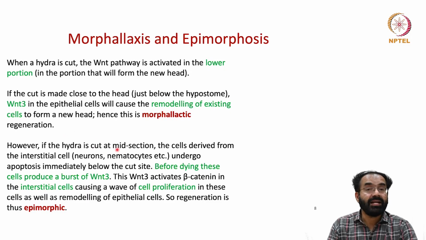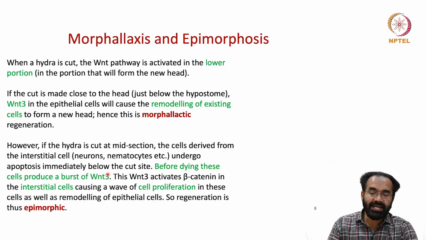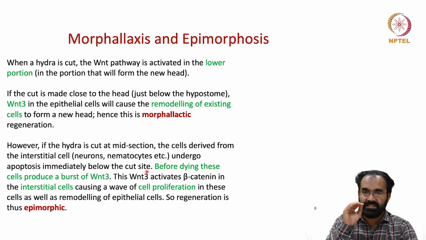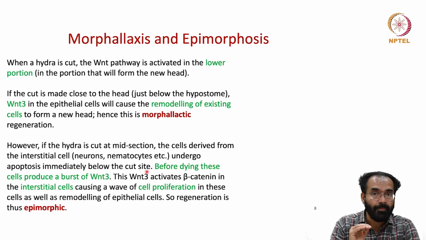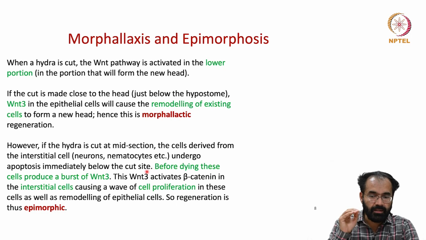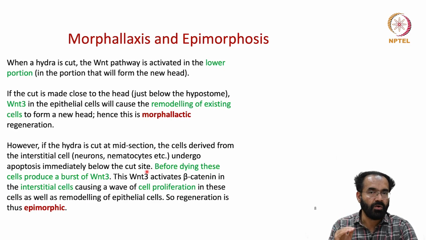However, if the Hydra is cut in the midsection, lower half, a little bit lower than the head, the cells derived from the interstitial cells, that is where the neurons, nematocytes, gonad cells, etc. are, will undergo apoptosis immediately below that cut site. You made a cut, just below that they will undergo apoptosis. Why? Because you don't want those cells. You don't want neurons or nematocytes there. You want to make either head or foot in that region because it's an extreme now.